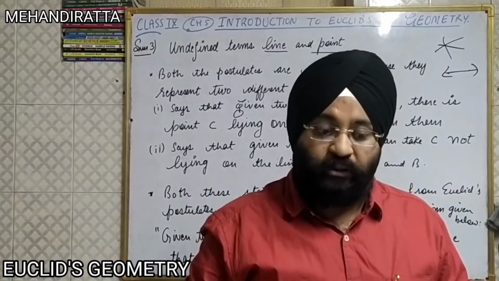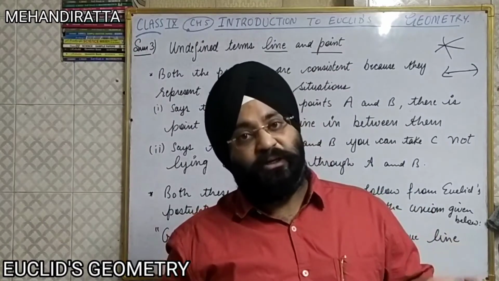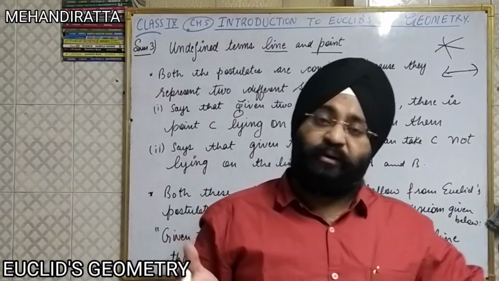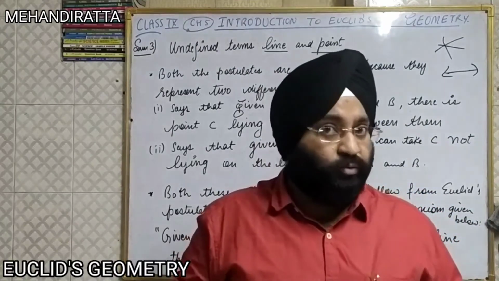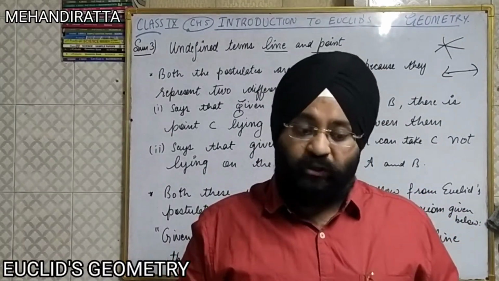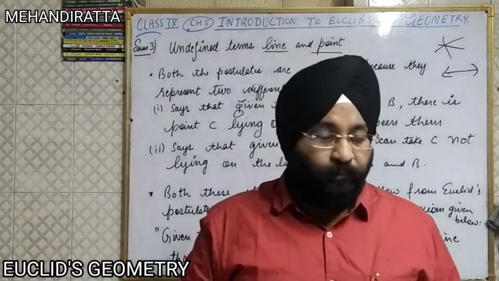Fourth, if two circles are equal, then their radii are equal. If two circles are equal, it means circles are measured from the radius only, and if the radii are equal, then they are congruent. So it is true.